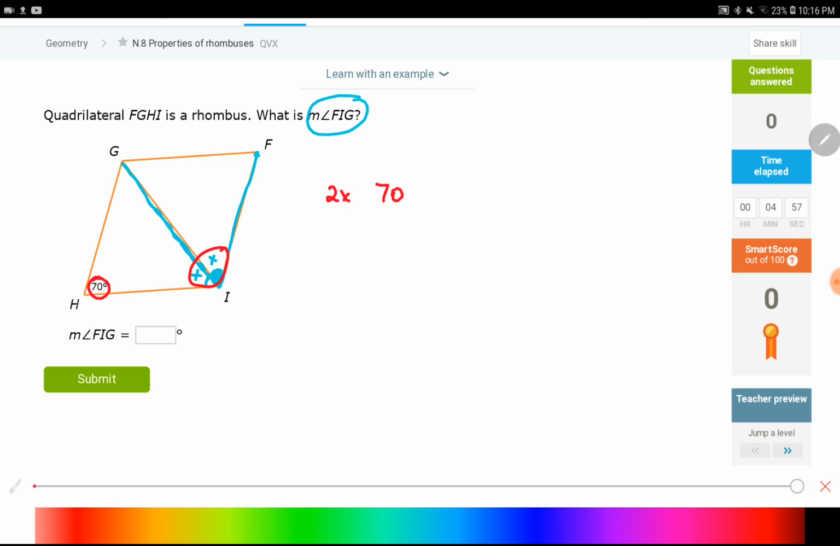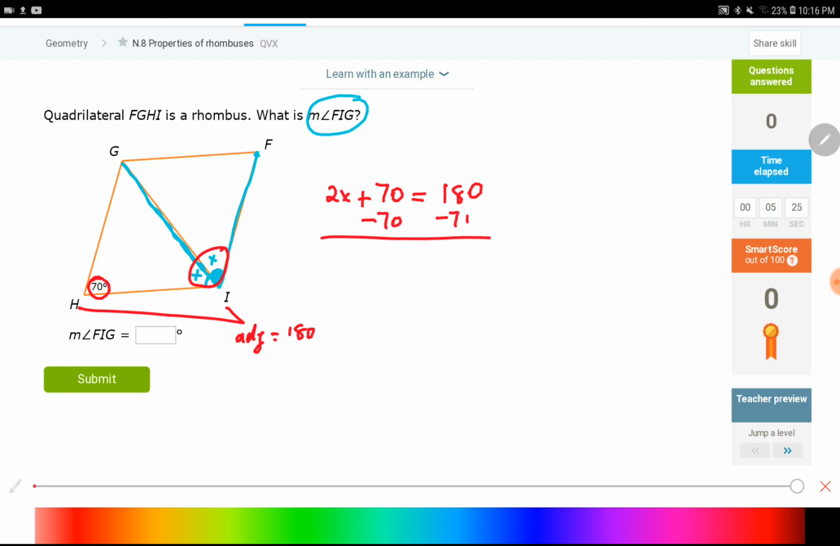And these two angles, angle H and angle I, they are called adjacent. And adjacent angles are supplementary, which means when you add them together, they make up 180 degrees. And solve it for X. Get the X by itself, because that's what our question was. FIG, I labeled it with X. So that's what I'm looking for. I'm looking for the value of 1x.